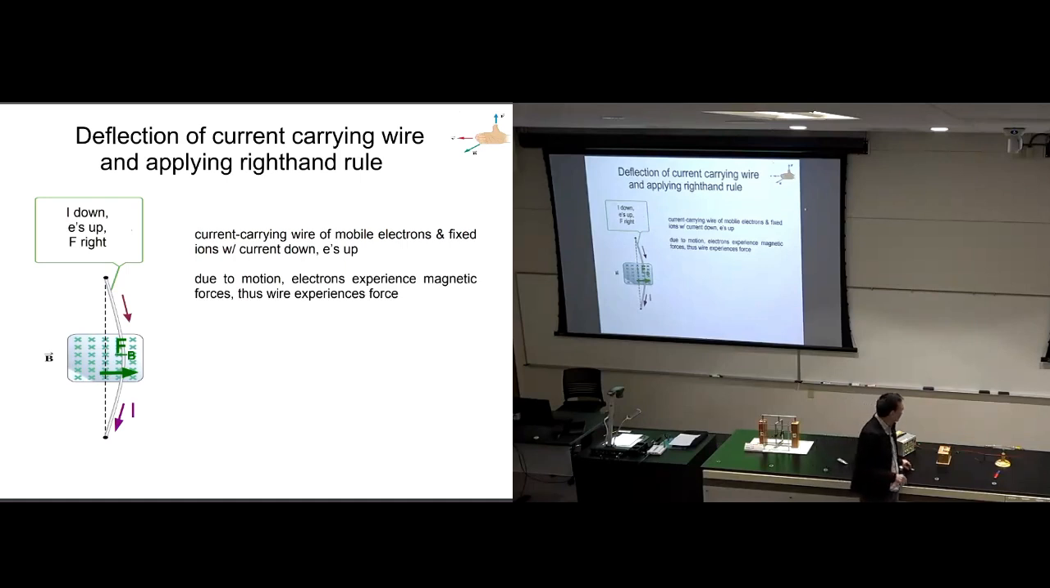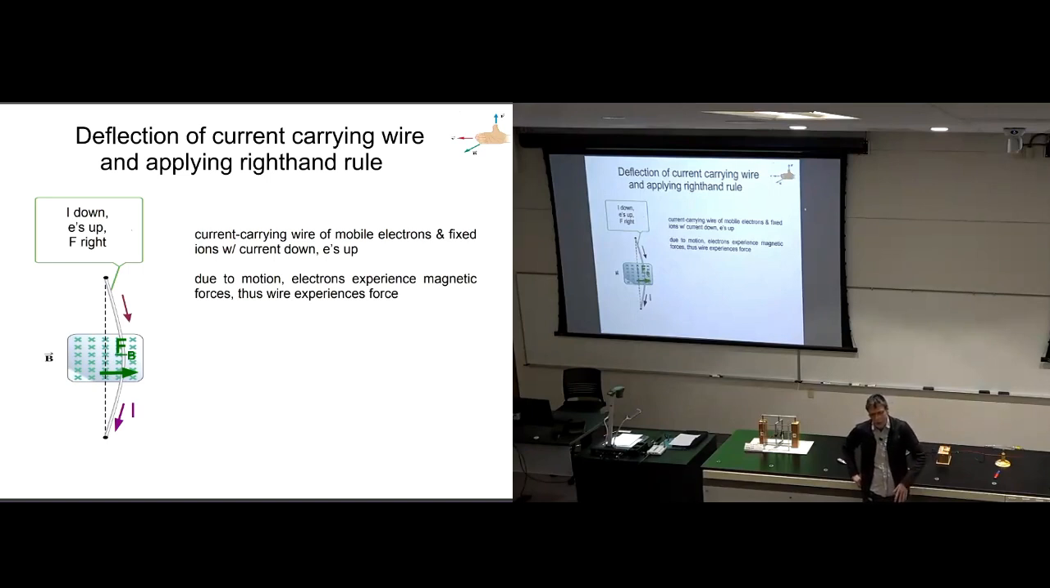So what we're being told is that the current I is downwards. So the current is flowing downwards. That means that's conventional current that's flowing downwards. That means that if there were positive charge carriers in the wire, they would be heading downwards.